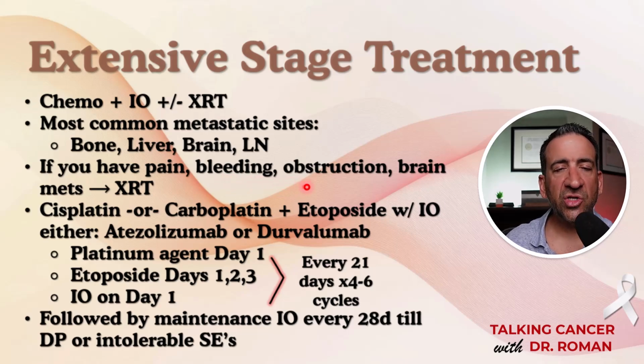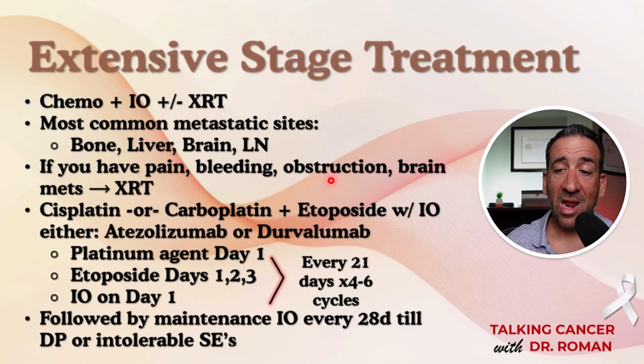Let's say you have obstruction. This tumor is growing in your lung and it's obstructing an airway, okay? And a lot of times this can lead to what we call a post-obstructive pneumonia. You can develop repetitive pneumonias because this lung cancer is blocking off an airway. We can give you radiation and that can open up that airway.